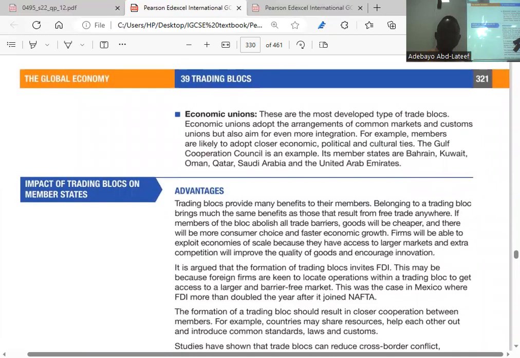Economic unions. These are the most developed types of trade blocks. Economic unions adopt the arrangements of common markets and customs unions, but also aim for even more integration. For example, members are likely to adopt closer economic, political, and cultural ties. The Gulf Cooperation Council is an example. Its member states are Bahrain, Kuwait, Oman, Qatar, Saudi Arabia, and the United Arab Emirates. These are Gulf countries. They call them the Gulf countries. We also have the Economic Community of West African States, ECOWAS.